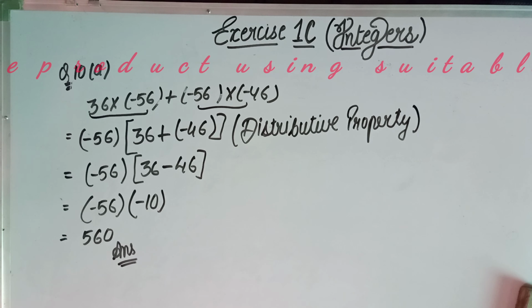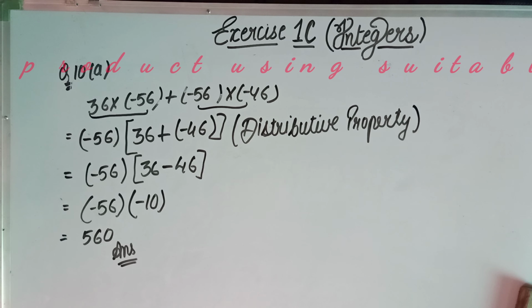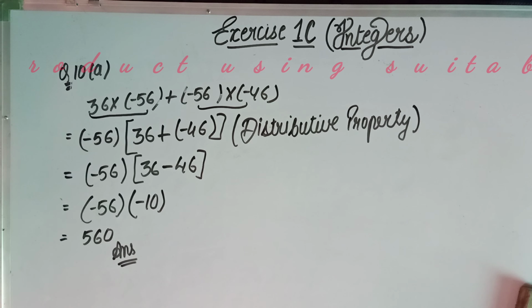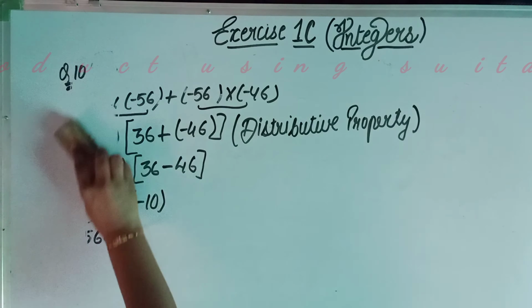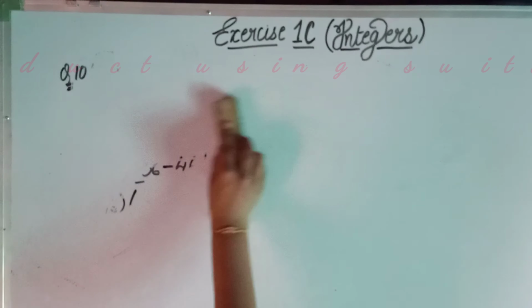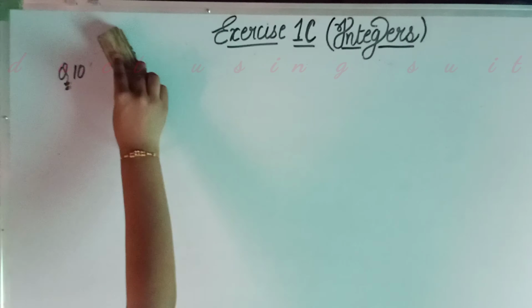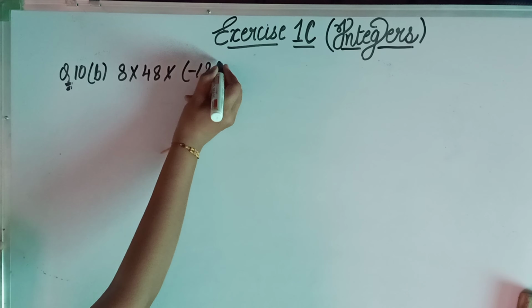Okay, as the question is asking, we need to just find the product. The question is not asking to tell the property, but still we have mentioned the property over here. Now we are going to move with the B part. For that we need to rub it. So our B1 is 8 into 48 into minus 125.